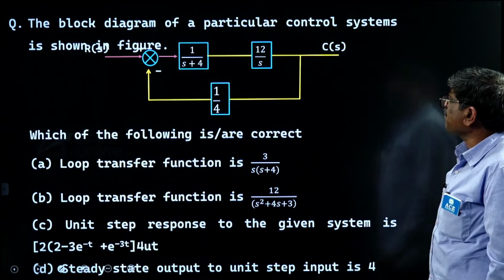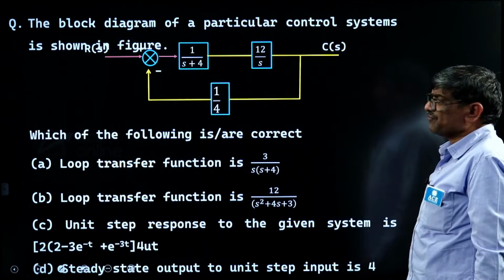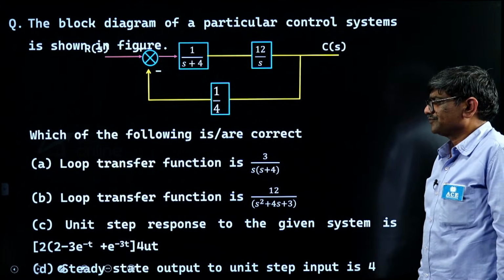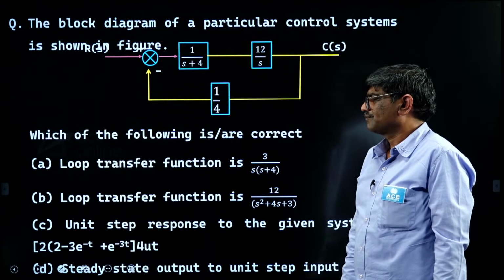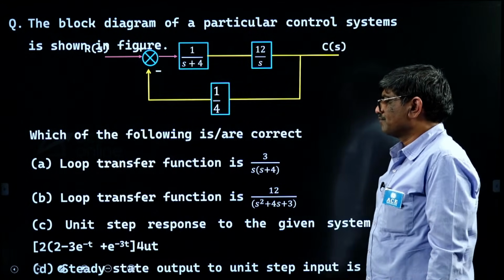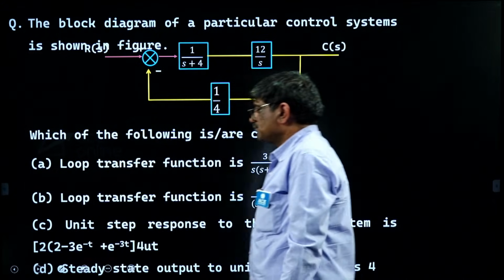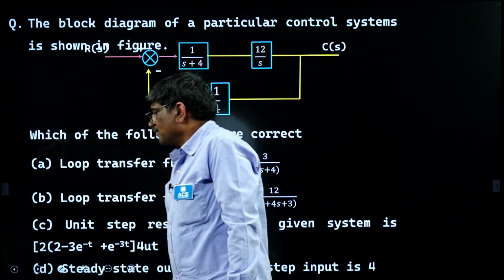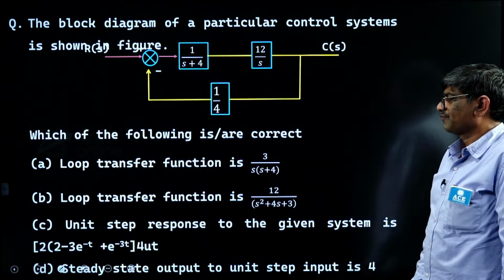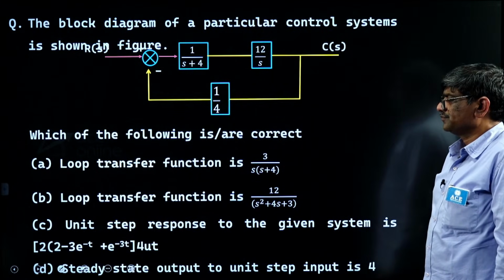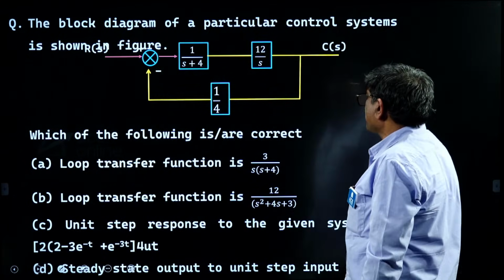Solve this question. The block diagram of a particular control system is shown in the figure. Which of the following is correct? Minus 0.59 is not on the root locus. Next question, come and do it. Which of the following is correct?